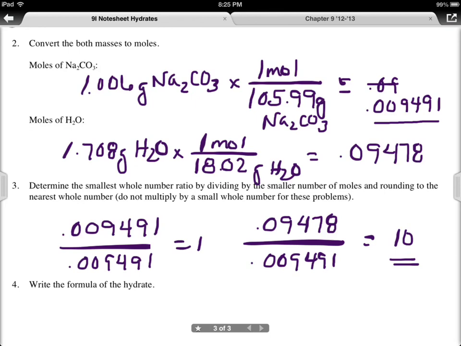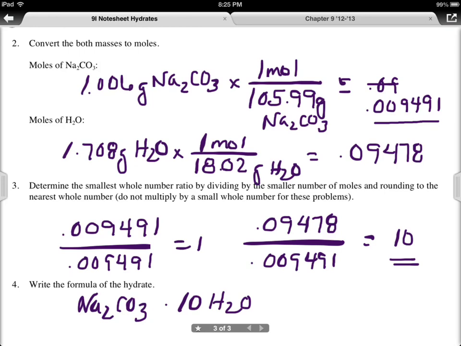So in this case, the formula of our hydrate is just Na2CO3 dot 10 H2O, because we just figured out we have 10 water molecules per every one ionic compound.